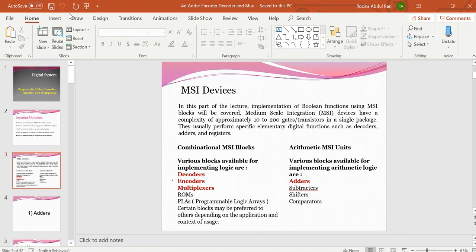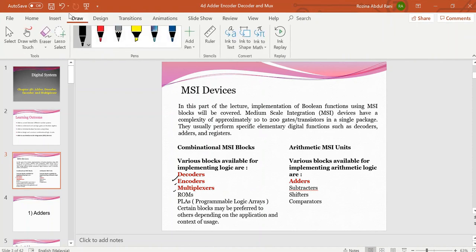These are among the functions of MSI. But for this chapter, for chapter 4D, we only focus on decoder, encoder, multiplexer, and adders.